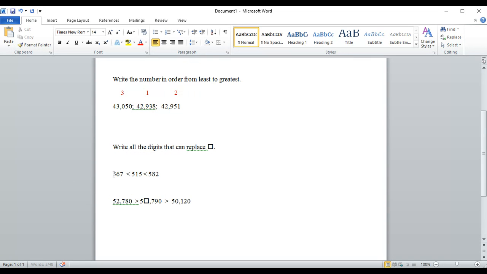And then I'm going to read it. 567 is less than 515. Again, that is not true. I'm going to take that out and put a 2 in there. 567 is less than 525. Nope. Let's try a 3. 567 is less than 535. Nope. 567 is less than 545. Nope. Put a 5 in there.